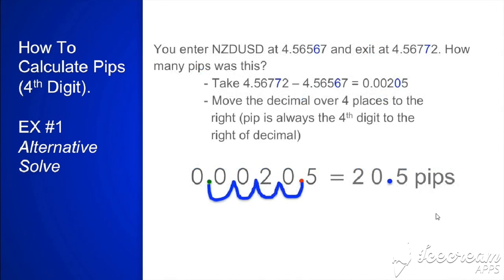So here's what it looks like written out for you, for those of you who are visual people. See how I took the decimal and I slid it 1, 2, 3, 4. Equals 20.5 pips. Super easy, super easy. We're going to do another example, don't worry.